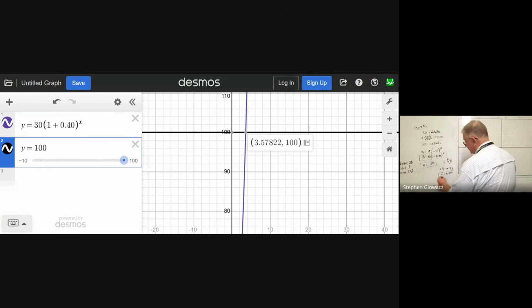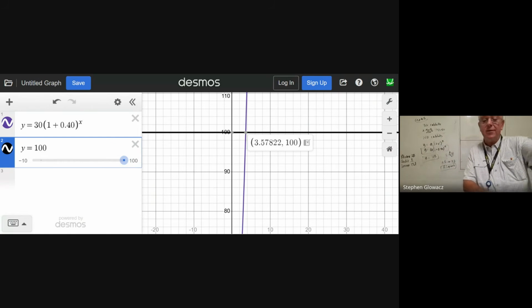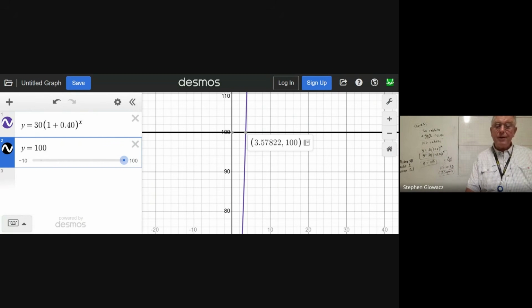Remember, our time was in years. So 3.6 years for that rabbit population to grow from 30 to 100 rabbits. Hopefully we can see that on the board okay. And we can also see that there on the graph. All right, so now let's take a look at an example for problem number 6.